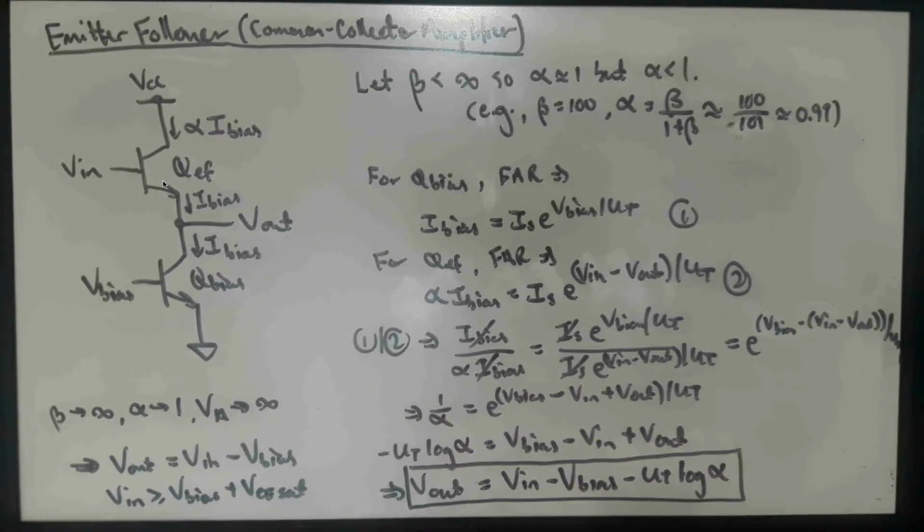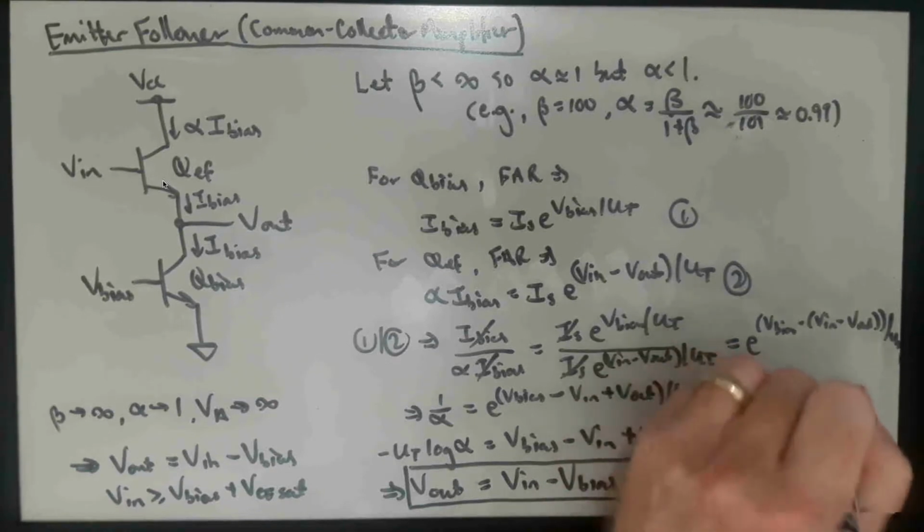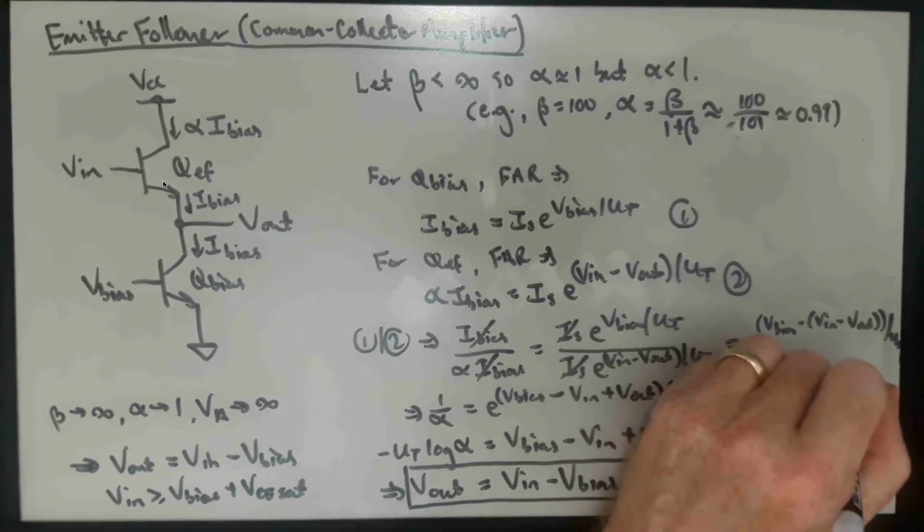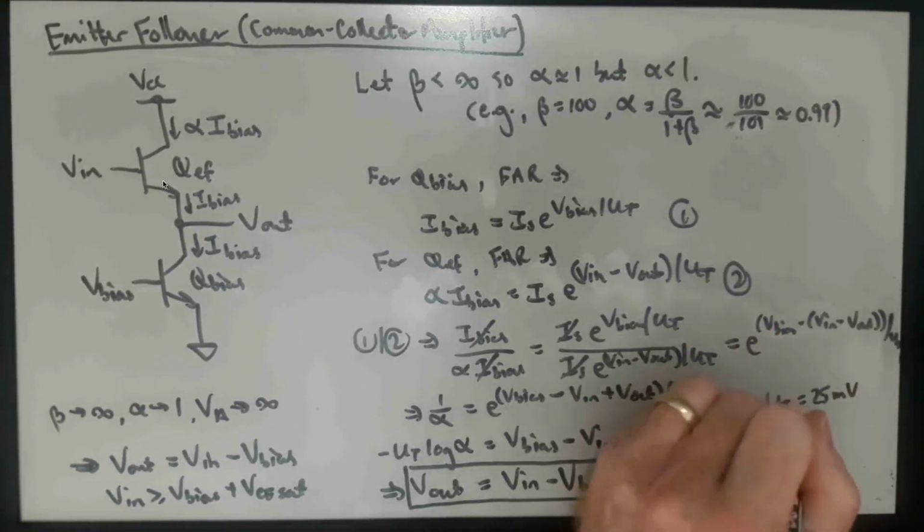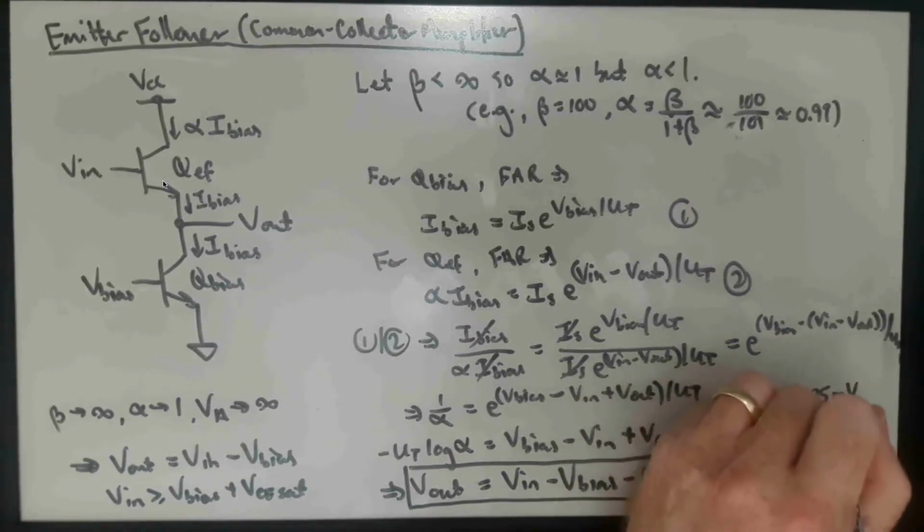And so, from the standpoint of the voltage transfer characteristic, the only way that a finite beta comes in makes alpha not equal to 1, and so we have a slight shift in the characteristic downward from what we had before by this amount, UT times the natural log of alpha. Now UT at room temperature is 25 millivolts, and let's say alpha is about 0.99 typically.